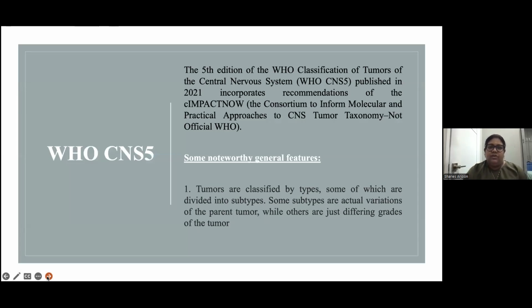The fifth edition, the WHO CNS5 classification, was published in 2021, and it incorporated recommendations of the cIMPACT-NOW, that is the Consortium to Inform Molecular and Practical Approaches to CNS Tumor Taxonomy, not official WHO. Some of the worthy general features were that tumors are classified by types, some of which are divided into subtypes, and subtypes are actually variations of the parent tumor, while others are different grades of the tumor.